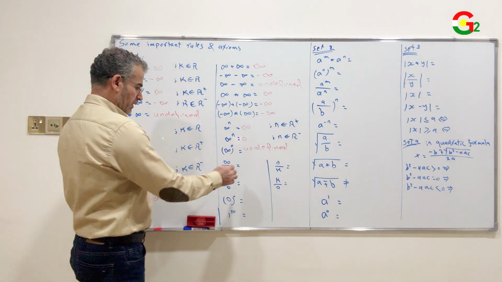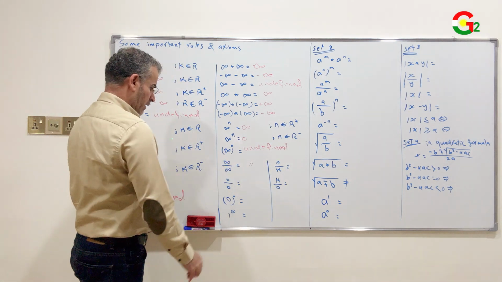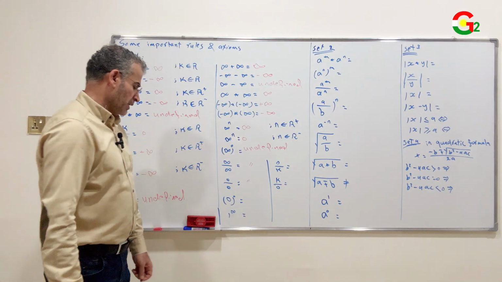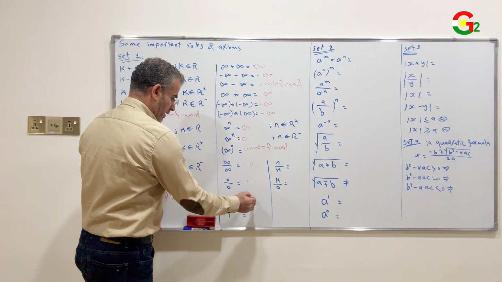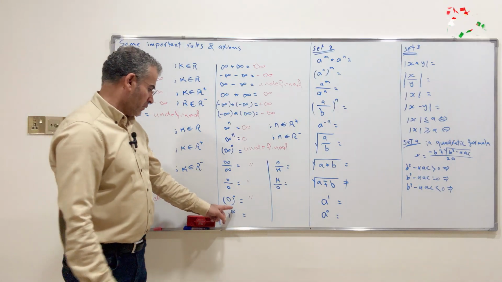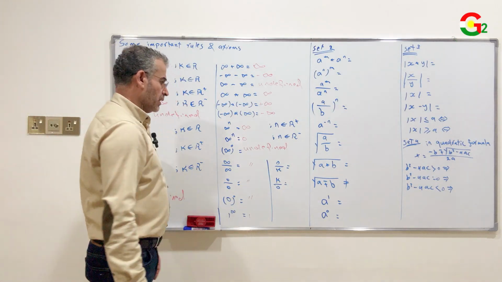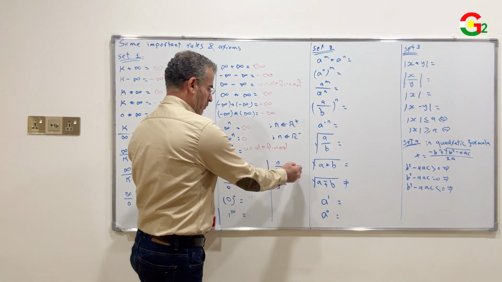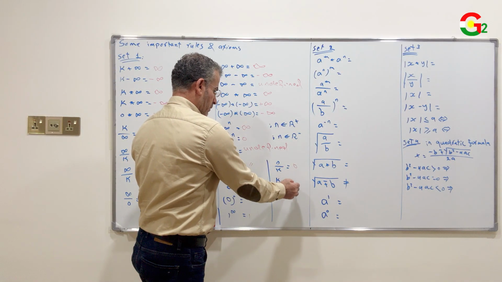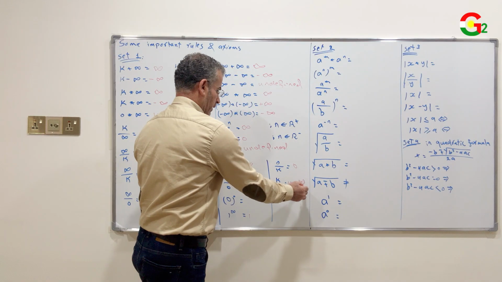Infinity over infinity is undefined. 0 over 0 is undefined. 0 to the power 0 is undefined. 1 to the power infinity is 1. 0 over k equals 0. K over 0 is undefined.